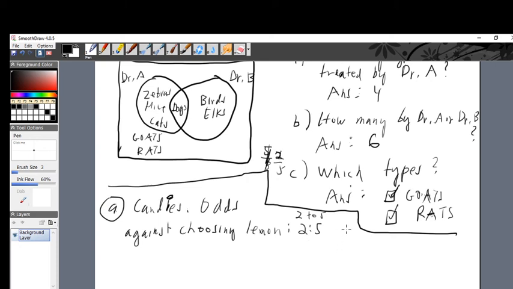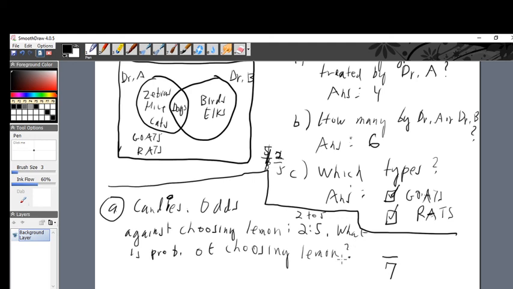Here we go. What is the probability of choosing lemon, right? So they want you to convert this into probability. They give you the odds against it, but they want the probability of actually choosing the lemon. Now, how many chances are there in all? You add up all the chances, the 2 chances and the 5 chances of the odds, and that's your denominator of the probability, your sample space, which is 7.